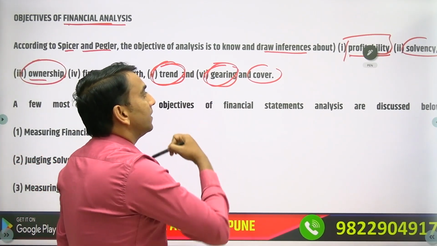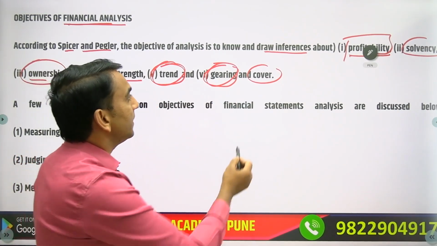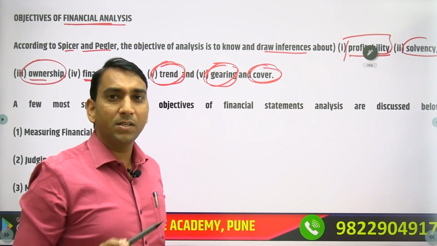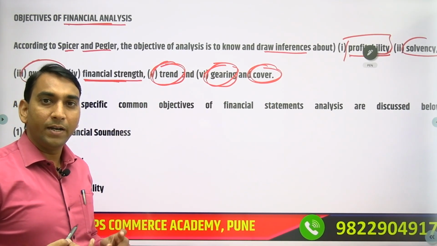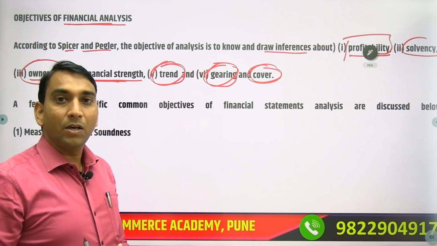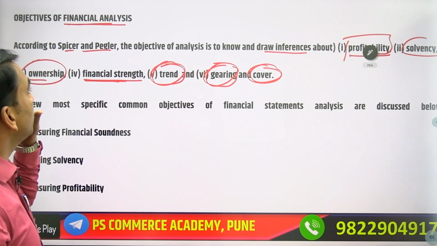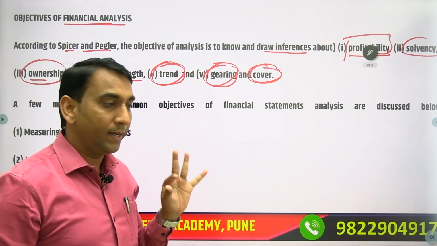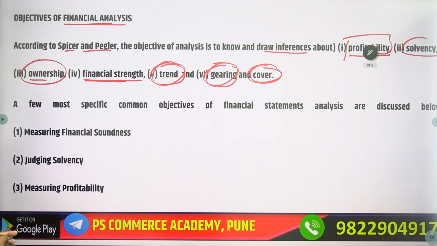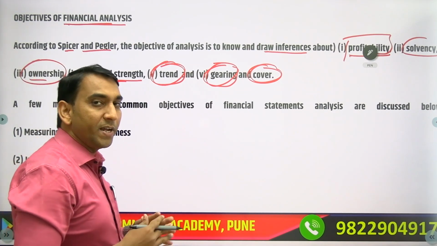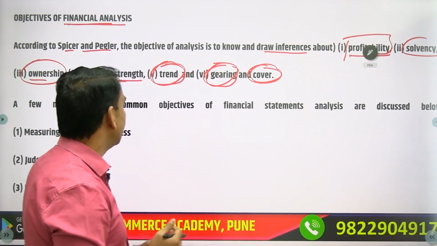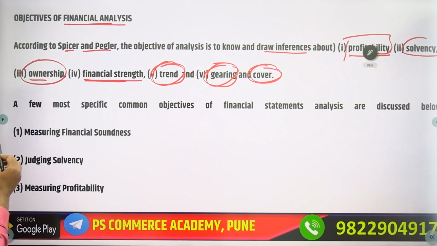Then gearing, capital gearing. Then coverage, cover means coverage ratio actually, that how is the dividend coverage ratio, how is the interest coverage ratio, that I want to know. So these are the basic objectives of the financial statement. Okay, financial statement analysis. Some of the financial objectives of the financial statement analysis we'll discuss in a little bit in depth.